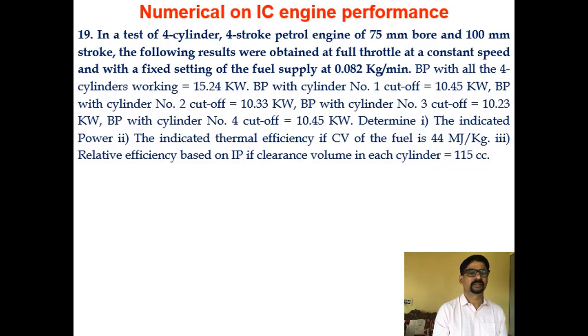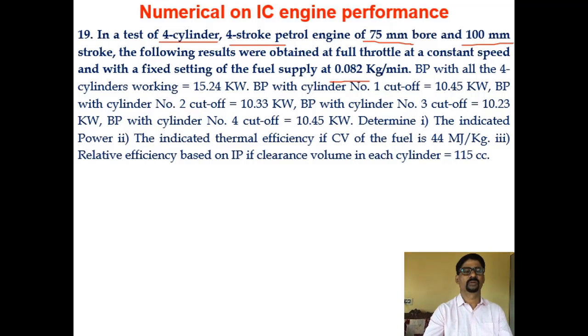Then, in a test of a four cylinder four stroke petrol engine, 75 mm bore and 100 mm stroke, the following results were obtained at full throttle at a constant speed with a fixed setting of the fuel supply at 0.082 kg per minute. So MF is given as 0.082 kg per minute.